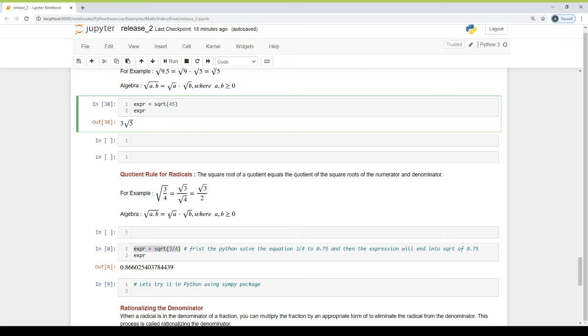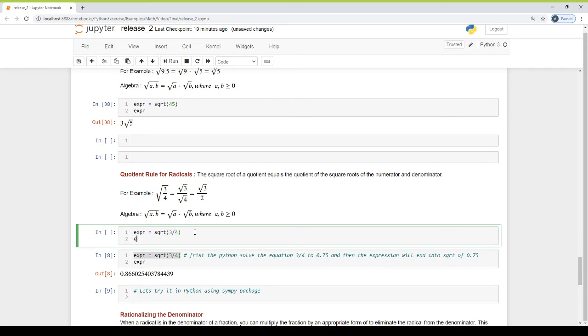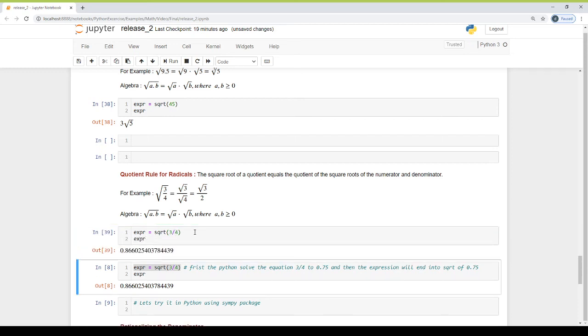Quotient rule of radicals. The square root of a quotient is equal to the quotient of the square roots of the numerator and denominator. Suppose our expression is the square root of 3 by 4, shift enter, it will become 0.866, because what happened here is 3 divided by 4, the default Python program comes into play before SymPy and solves the 3 by 4 and then takes the square root.